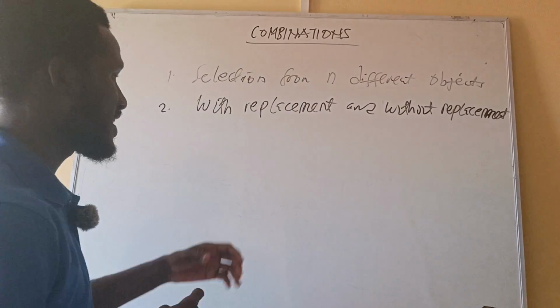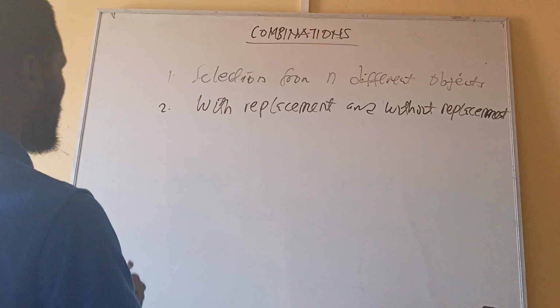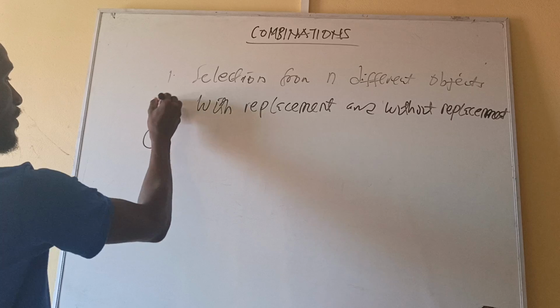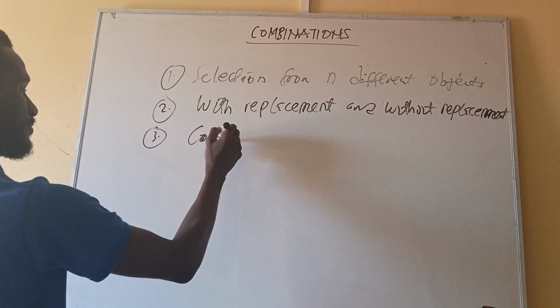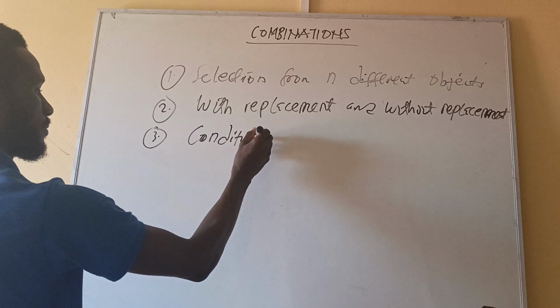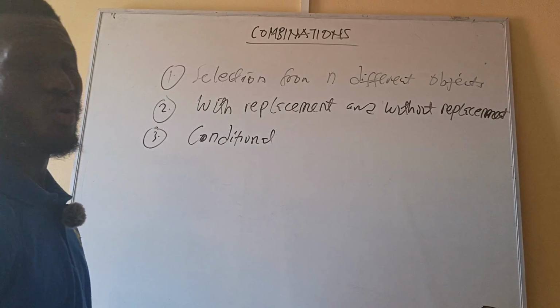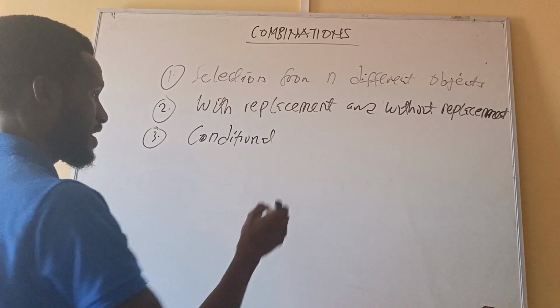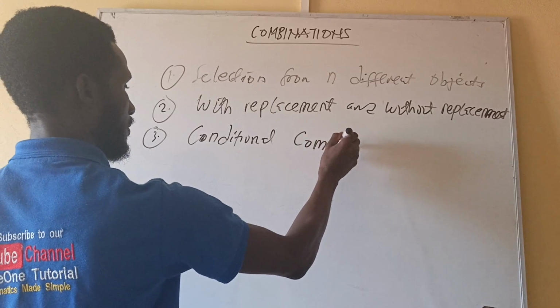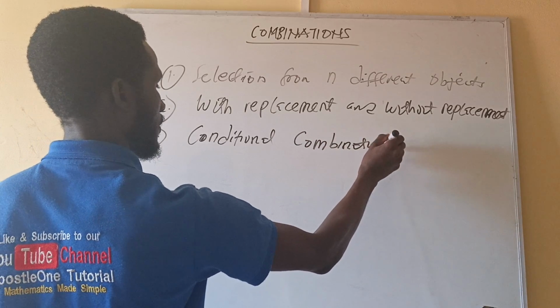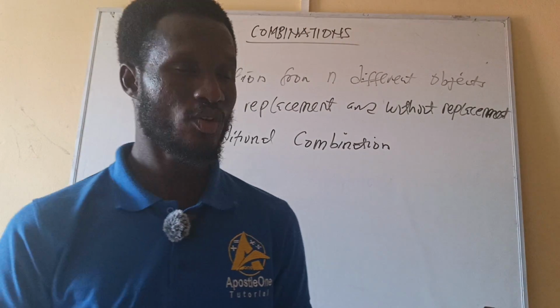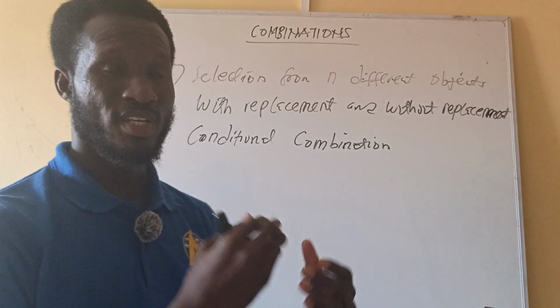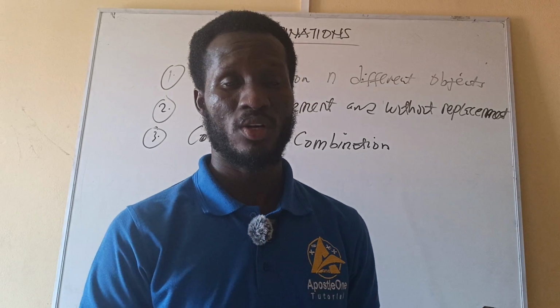I'll talk about combination with replacement and then without replacement. Then the third one, I will talk about conditional combination. Now with all these things, I'll lead you through nicely. Don't worry. Don't forget that I did some explanation in the permutation. You can go and watch that one.